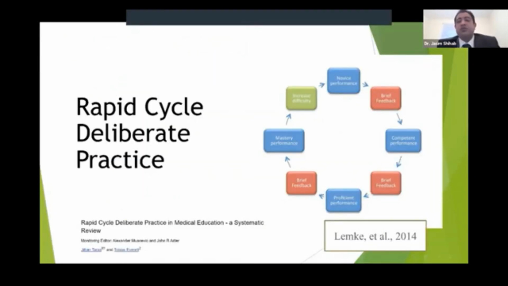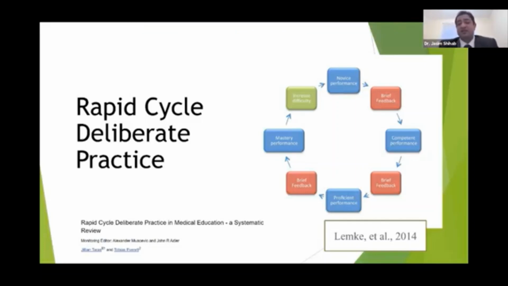Essentially, you are a novice performer. You run a session, and you're given brief feedback. Then you become competent. Again, the session is rerun, and you're given brief feedback. You become proficient. Again, a session is run, you're given brief feedback, and then you become a master. Once you become a master, you increase the level of difficulty, and if the level of difficulty is increased to a certain level, you might become a novice again. So this is what is called rapid cycle deliberate practice, and it has come a lot into resuscitation debriefing and simulations nowadays.